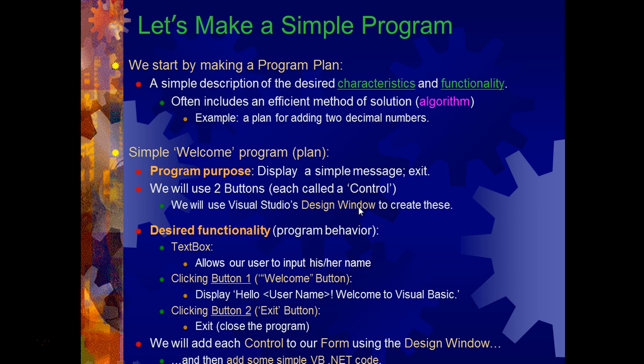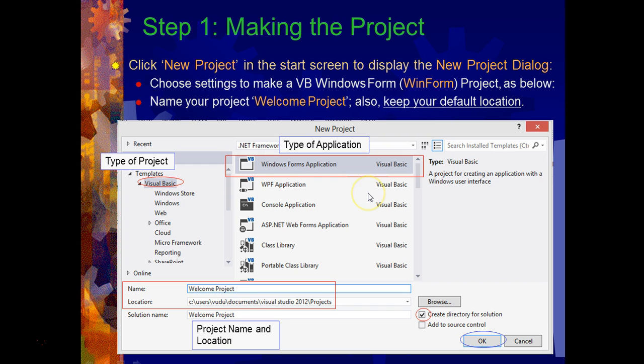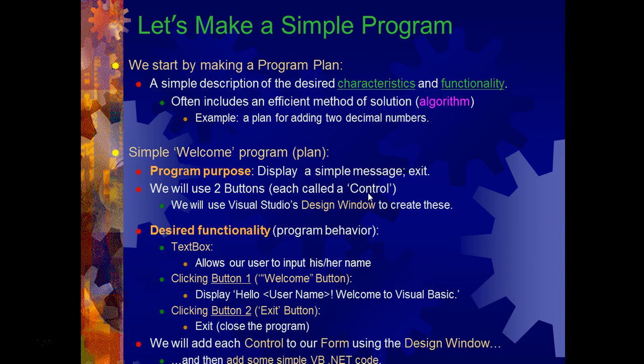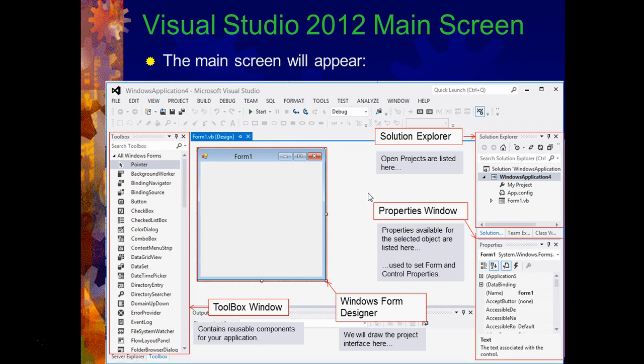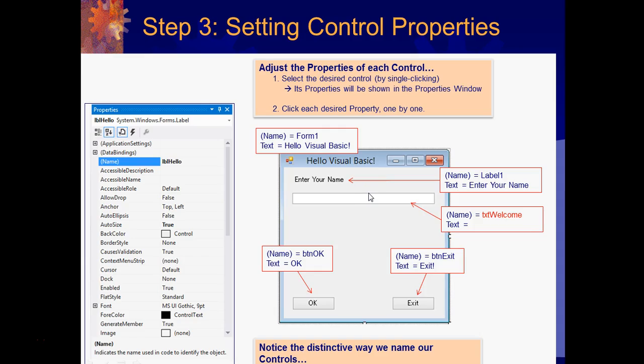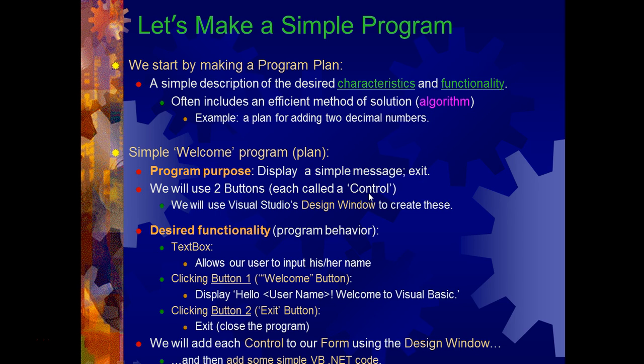We will use Visual Studio's design window to create these. That's that design window that we've been looking at. Where is it? Going back to here. Okay, so we'll use the design window to create these. Now it's good to write the desired functionality, the program behavior. So this is the plan, the purpose. And now we want to say in more detail what's going to be in the program.